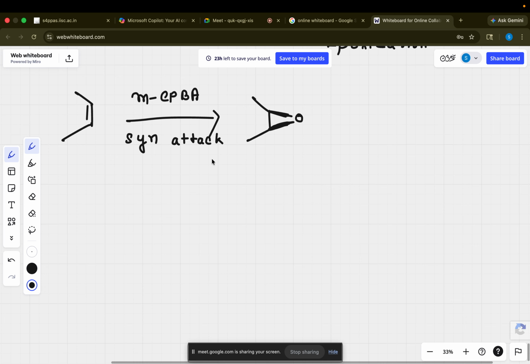This is a 3-membered ring. Usually it's unstable, but still it is forming. Sometimes it becomes stable also. So whether you have a cis alkene or a trans alkene, using the same reagent mCPBA, it will take place by the syn method. Whether you have cis or trans alkene, it does not depend on the geometry, it will do syn addition.